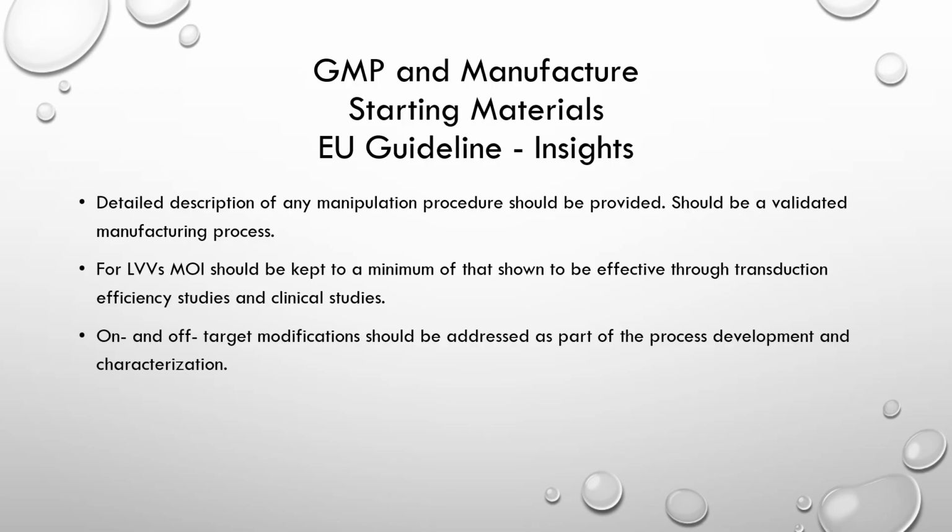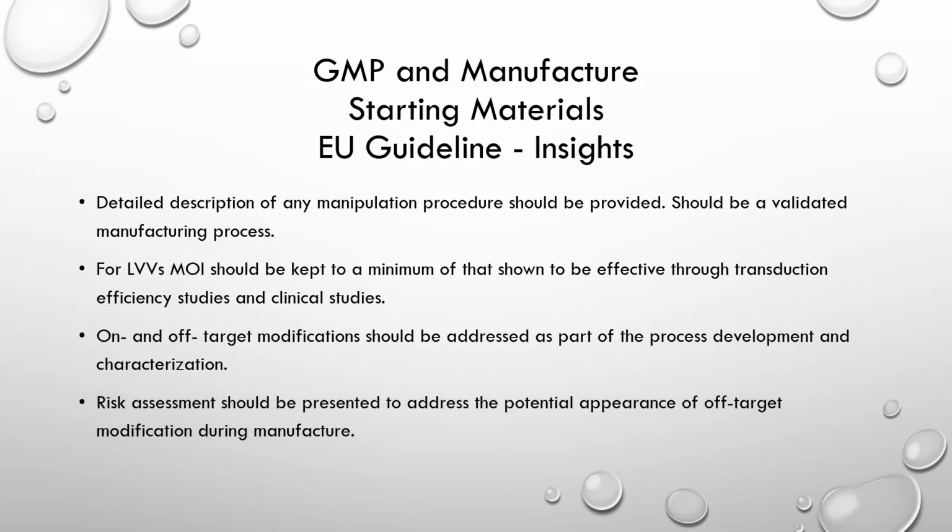But you need to address in your process development and characterization studies, you need to basically demonstrate on target modification, as part of your development throughout your manufacturing development program. And again, you need to do risk assessments to address the potential appearance of off-target modification that may have occurred during your manufacture. This is where you would have looked at your bioinformatics and in silico assessments to see what potential off-target modification could have occurred that you perhaps might not have detected.